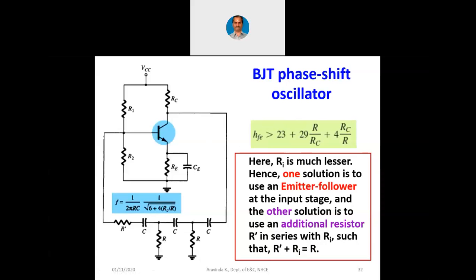That problem is there. That is why even in the formula you will see square root of 6 plus 4 into RC by R. So the beta of the transistor must be larger than this particular factor which is shown at the right side. Okay, let me proceed.